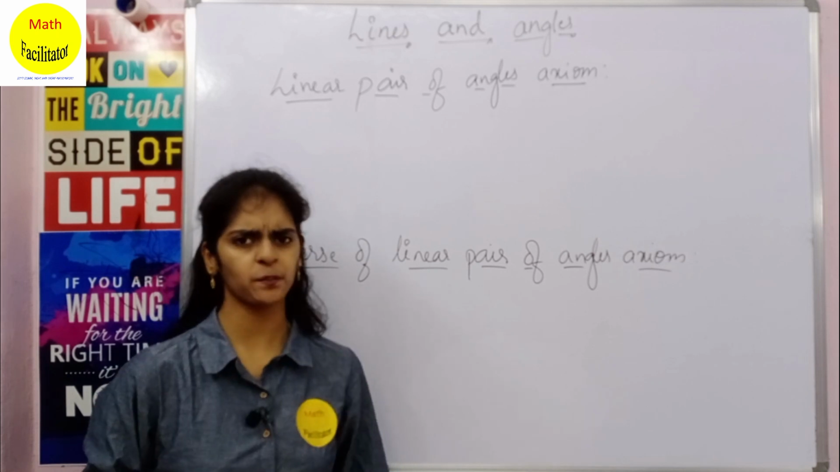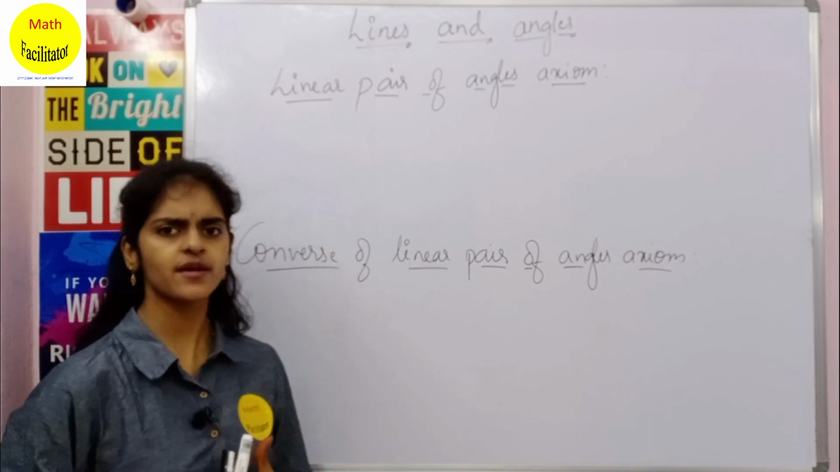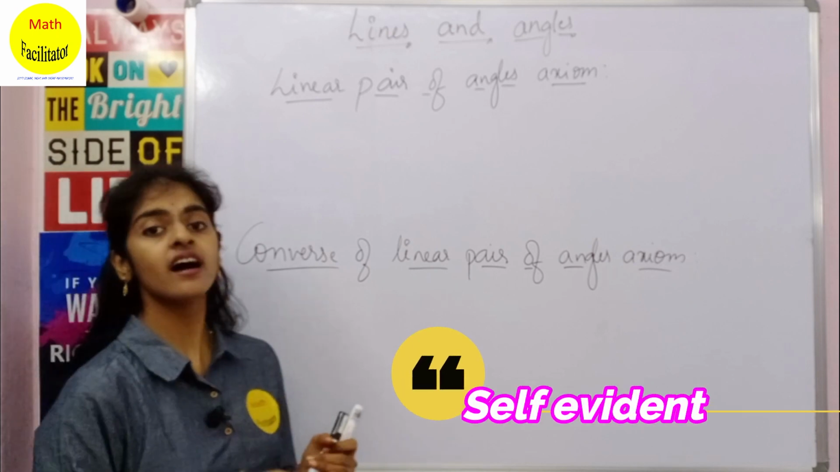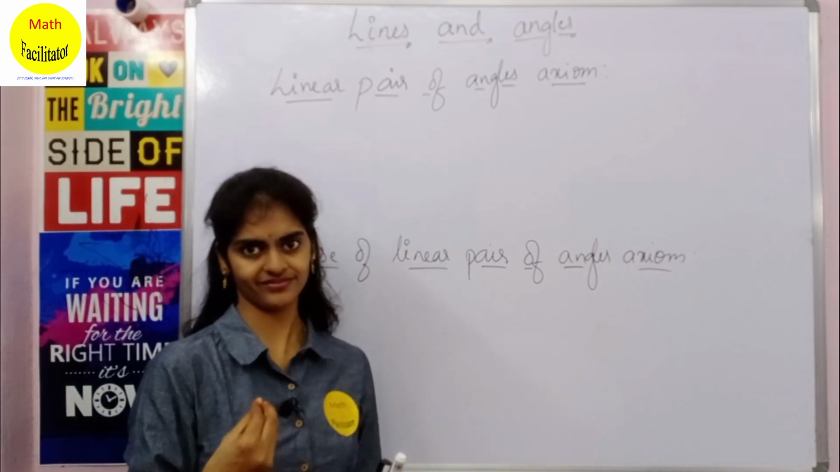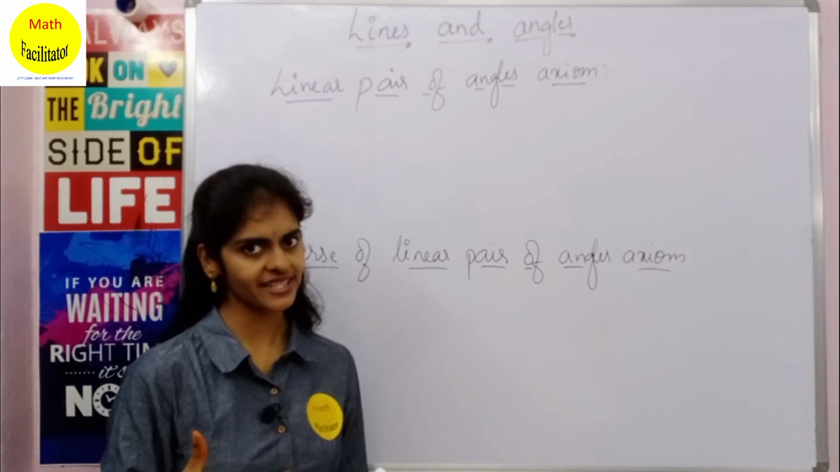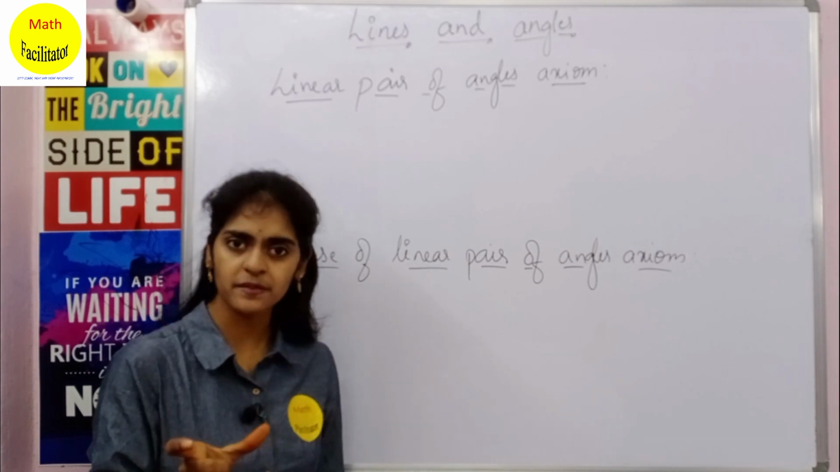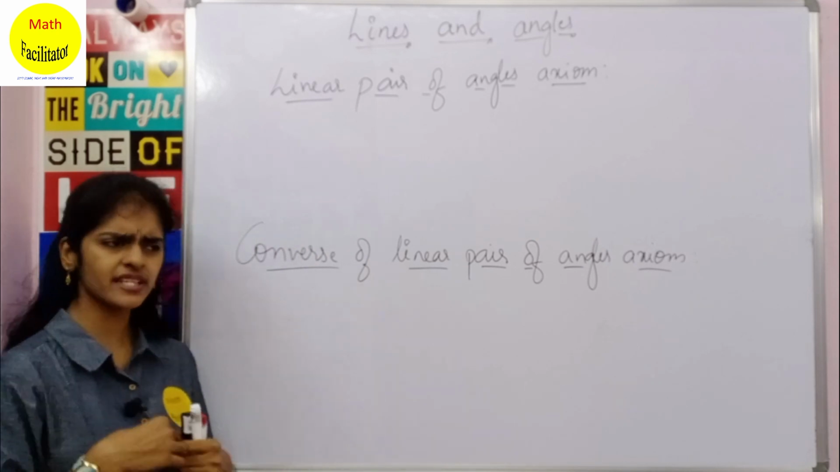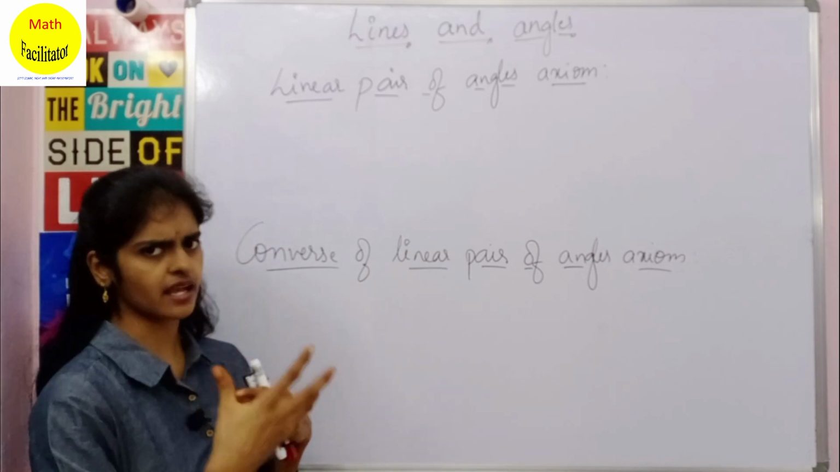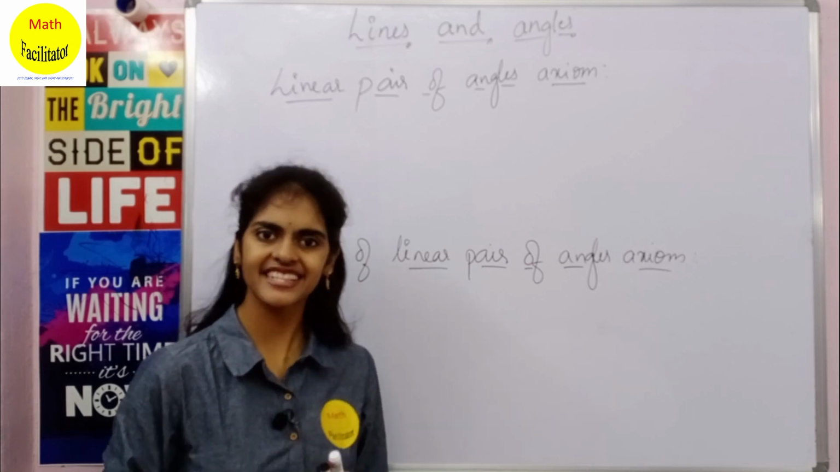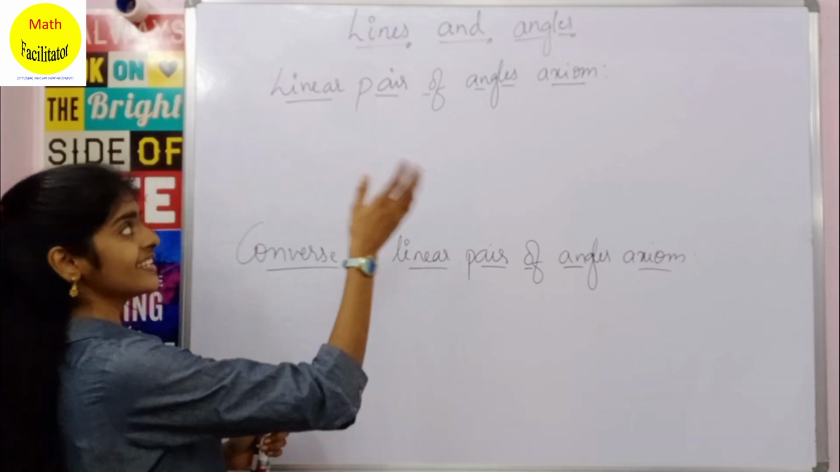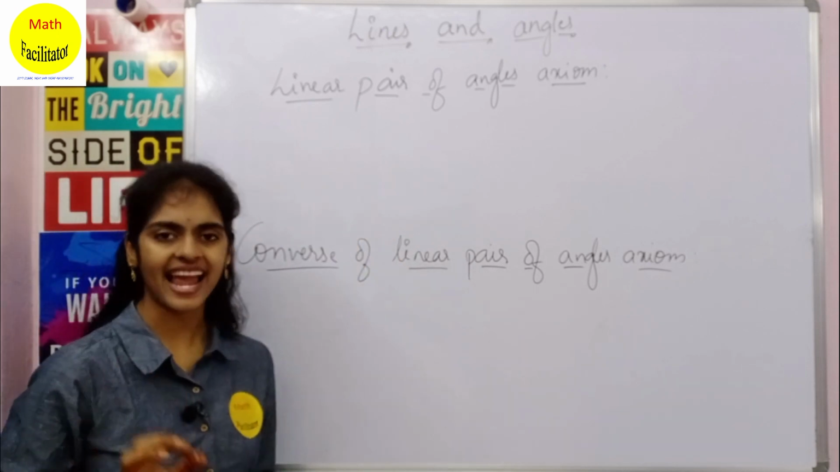Now what is an axiom? We have discussed that an axiom is nothing but a self-evident truth. So you don't have to prove it. Axioms are statements which are self-evident. That means by just looking at it, by just observing it, you will know that they are true. This is what we have learned in Euclid's geometry. Now let us state the linear pair of angles axiom.